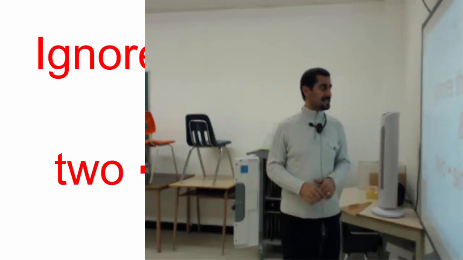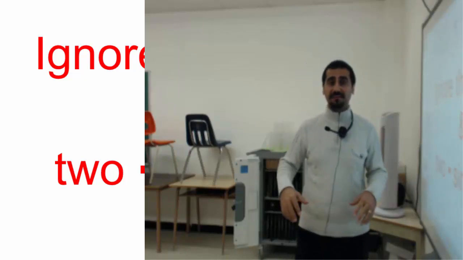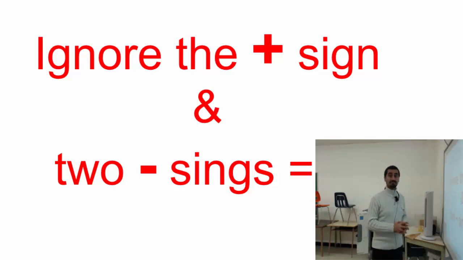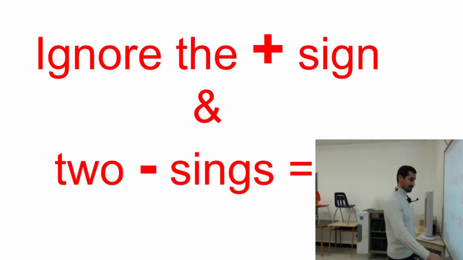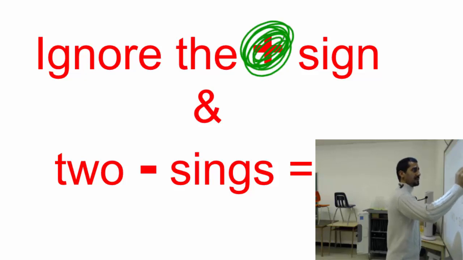Hello! Now what are we learning? We are learning about how to multiply and divide negative numbers, integers. So you just have to remember two rules. One, ignore the plus sign. Ignore the plus sign.